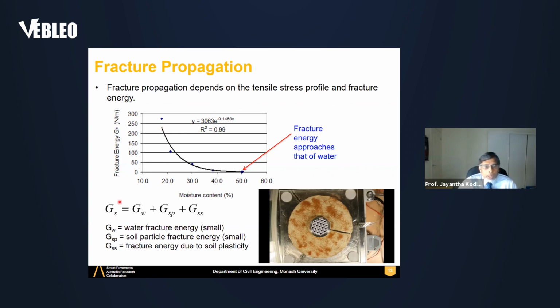So basically you can explain the total fracture energy of soil as water fracture energy, particle separating energy, and G_SS, the fracture energy due to soil plasticity. The first two are relatively small, and G_SS is the one which increases it exponentially.